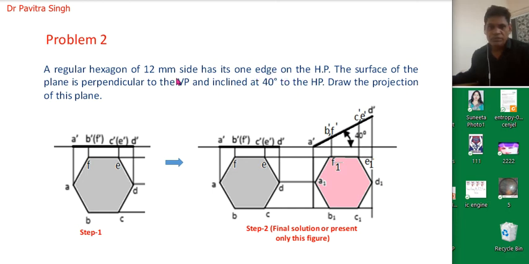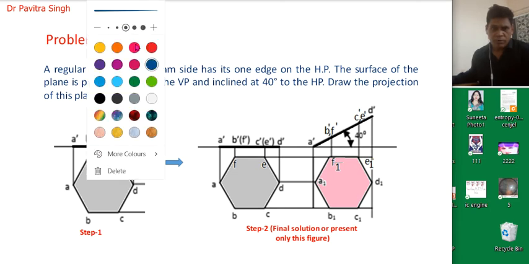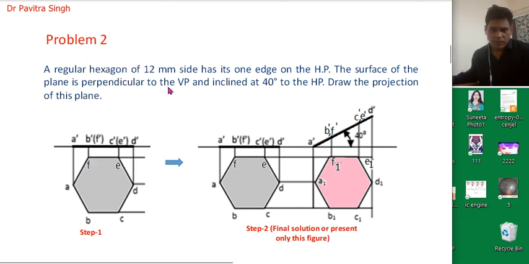The surface of the plane is perpendicular to the vertical plane and it is inclined at 40 degrees to the horizontal plane. Then we need to draw the projections of this plane. In this problem, the side of this hexagon is 12 mm and its one edge is resting on the horizontal plane.